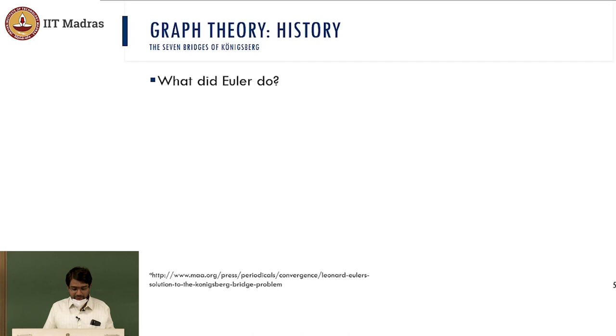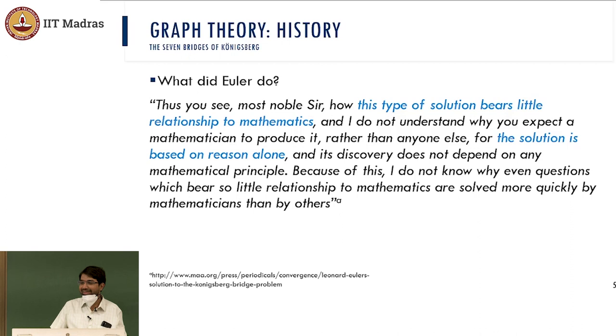Look at the language of this letter, very interesting letter. He wrote to the mayor of the city wrote to Euler saying, my citizens have this question. Can you help them find such a path if it exists? And then Euler wrote back saying, thus you see, most noble sir, how this type of solution bears little relationship to mathematics. He said, it is not math at all. Today's mathematicians, including me, will cringe. And I don't understand why you expect a mathematician to produce it. But very nice. He said, it's based on reason and all of that. But because of this, I do not know why even questions that are so unrelated to maths are still solved better by mathematicians. You know, very tongue-in-cheek there from Euler.